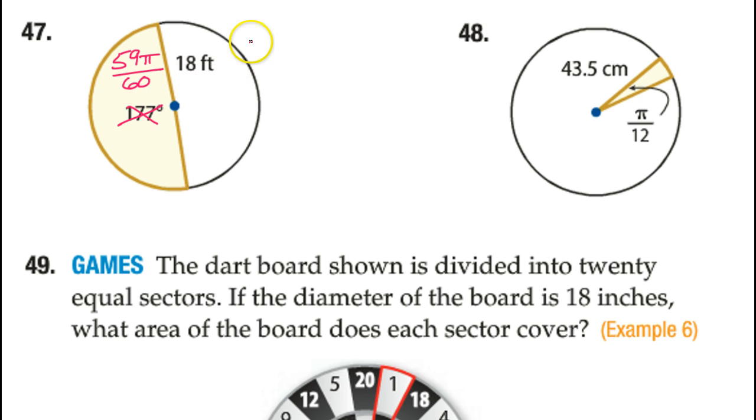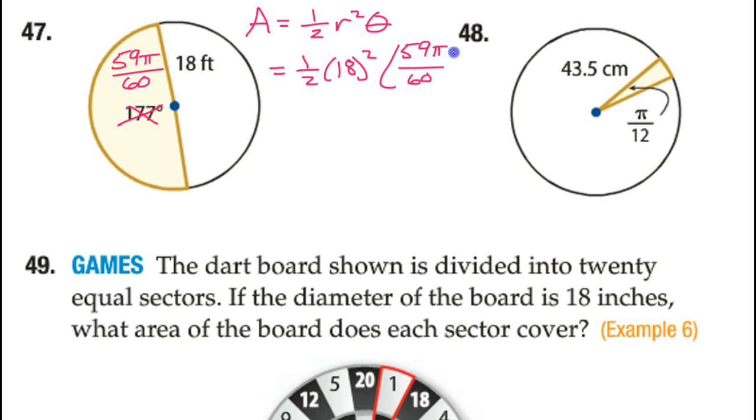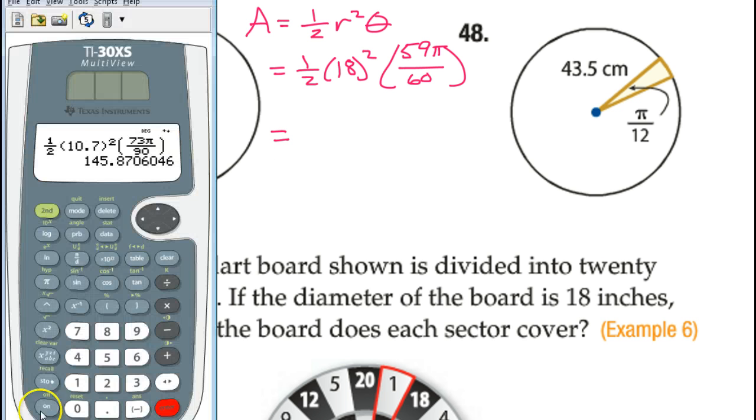Okay, and so now we will use our formula for the area of a sector, which is 1/2 r squared theta. So that's going to be 1/2 times 18 squared times 59 pi over 60. Now there are no decimals here, so if I wanted to, I could get an exact answer, but I'm not going to mess with that this time.